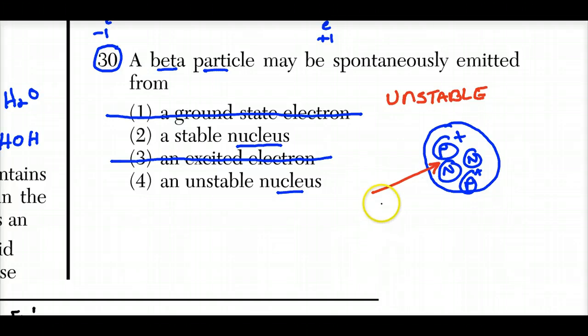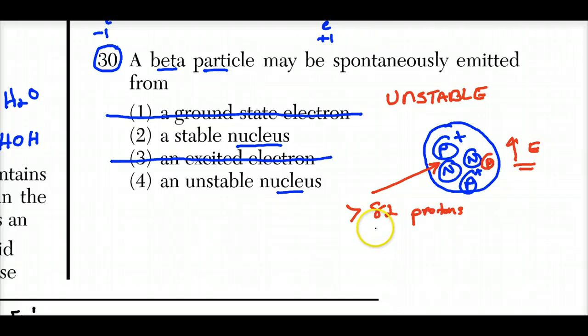If you have approximately greater than 82 protons, there's just too many protons in here in close proximity, and it destabilizes the nucleus. It means it's high energy. So anytime you have instability, you should know it's high energy. So every atom beyond atomic number 82, every single isotope of that atom is unstable. Its nucleus is unstable because there's too many protons.